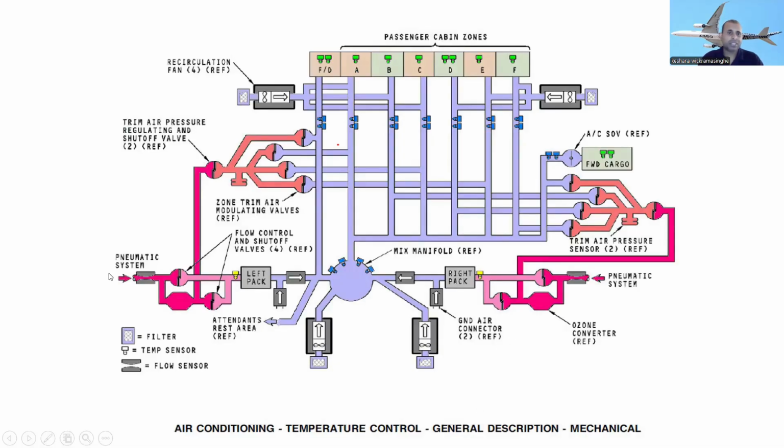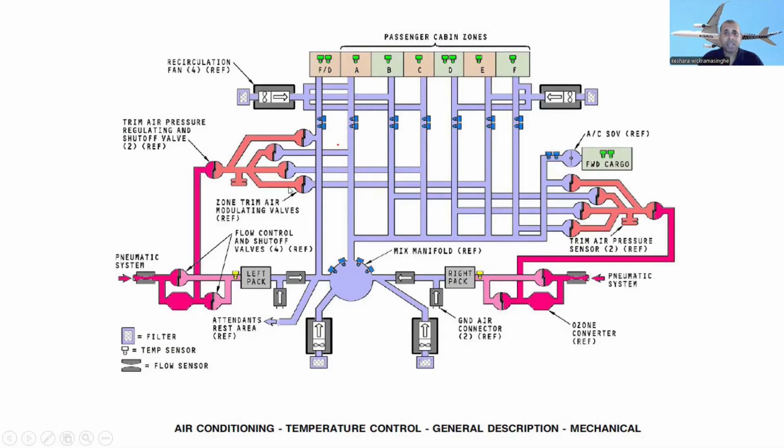You can just go through. This is the pneumatic system. These are the flow control and shut off valves. This is the left pack. This is the trim air pressure regulating and shut off valves here. And this is the mix manifold. Ground air connectors. Normally this is the right pack. The air is mixed, and then you can see the zone trim air modulating valves.